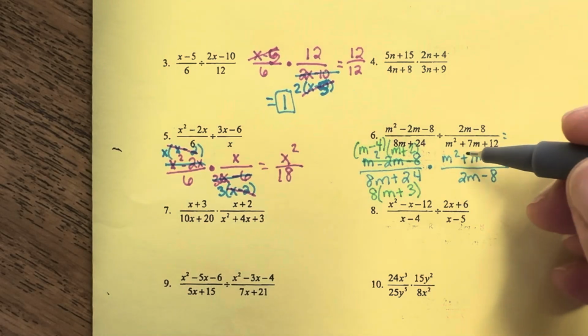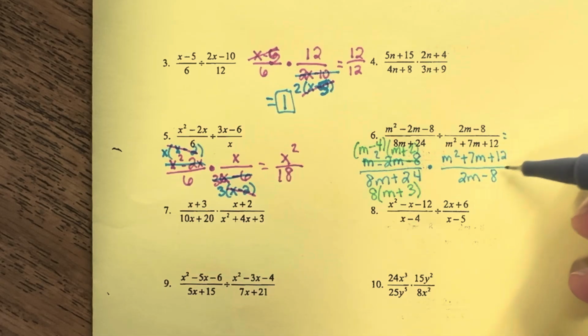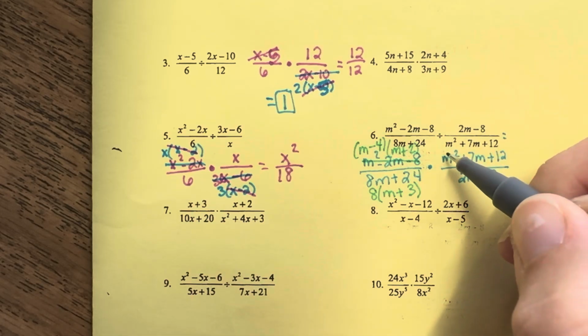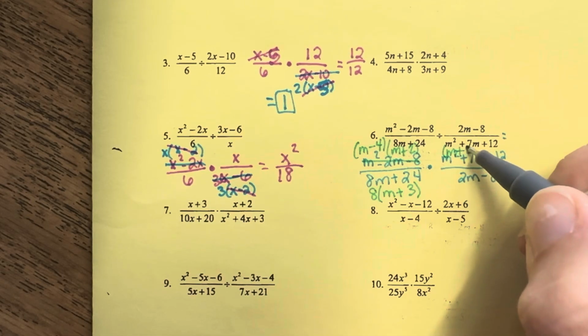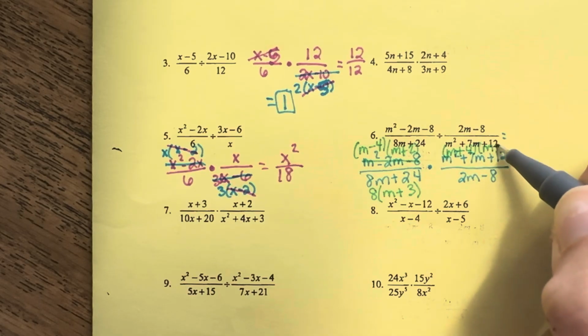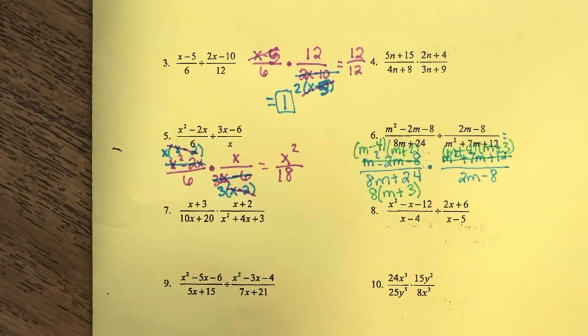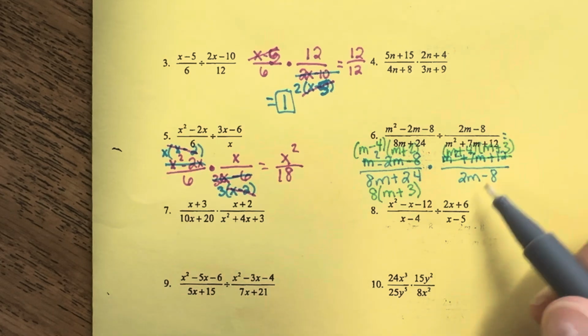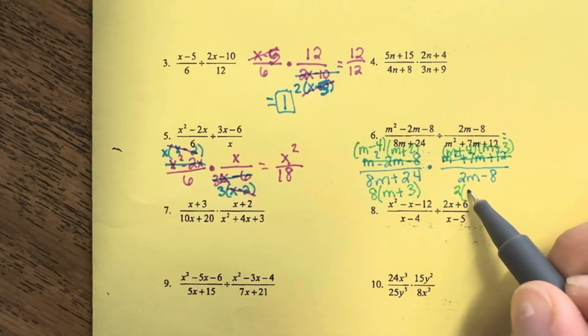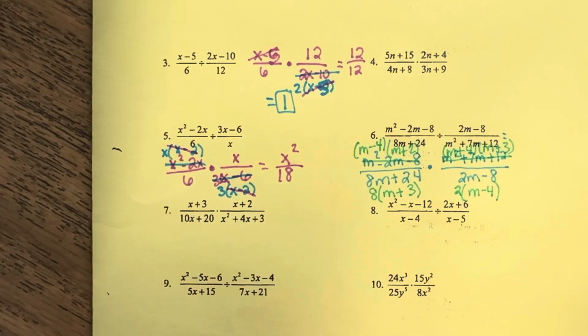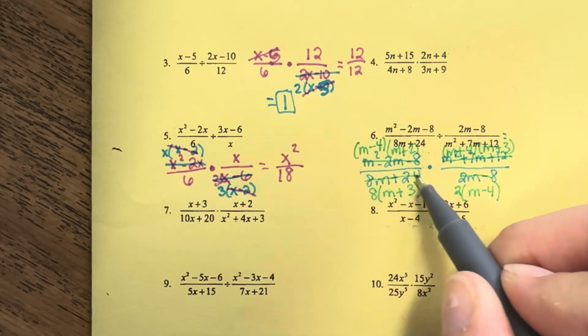Then on the right side, we've got m squared plus 7m plus 12. Again, x game, Desmos, opposite, whatever. We'll get m plus 4, m plus 3. And then bottom of that, we can bring out a 2, which will leave me m minus 4.